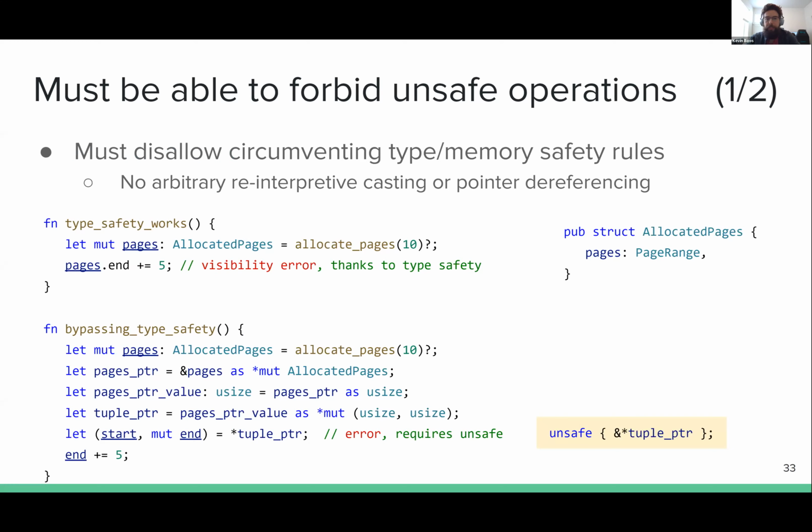So the third key concept was we have to be able to forbid unsafety. So all the things we just showed are great, they're fine and dandy, and they work awesomely, as long as nobody can circumvent those type safety and memory safety rules. So the best two examples of this are, like I said earlier, you can't arbitrarily reinterpret one type as another type, and you can't arbitrarily dereference random pointers.